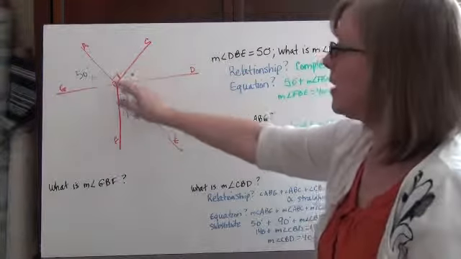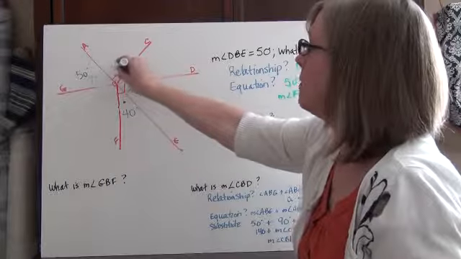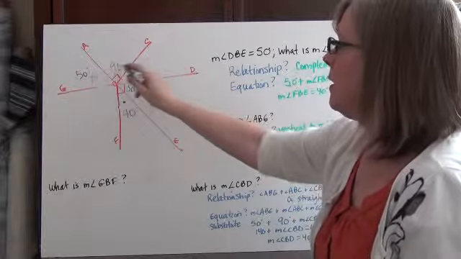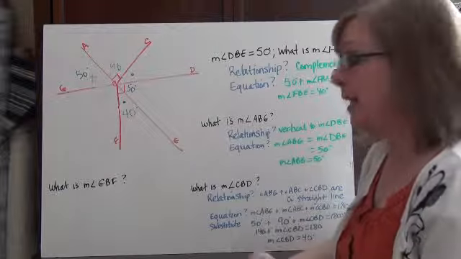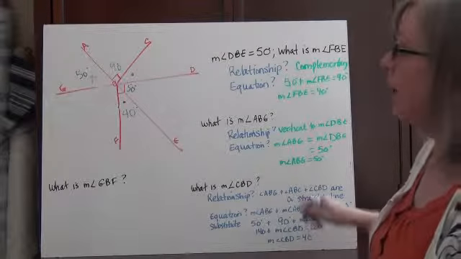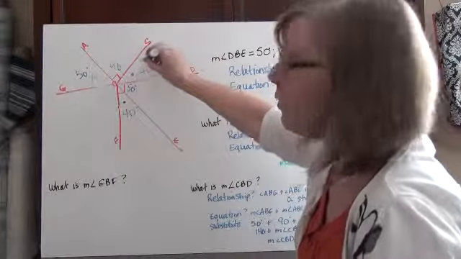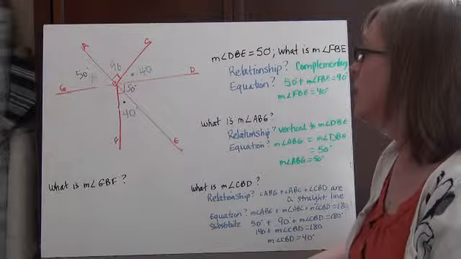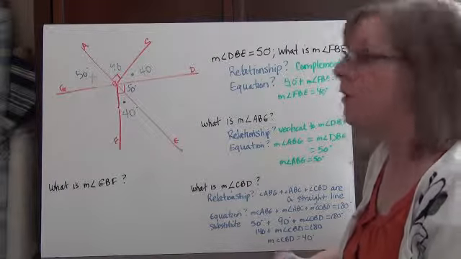Because I know this one, see it? This one must be 90. 50 plus 90 plus this one equals 180, and that's the equation that I wrote. So I subtracted and got that this one equals 40 degrees. Okay? I have one angle left all the way around there.